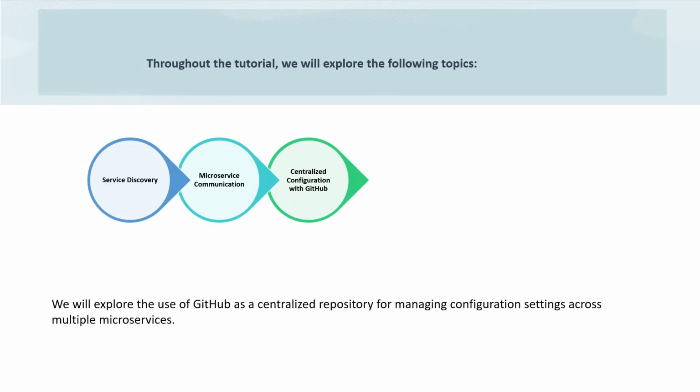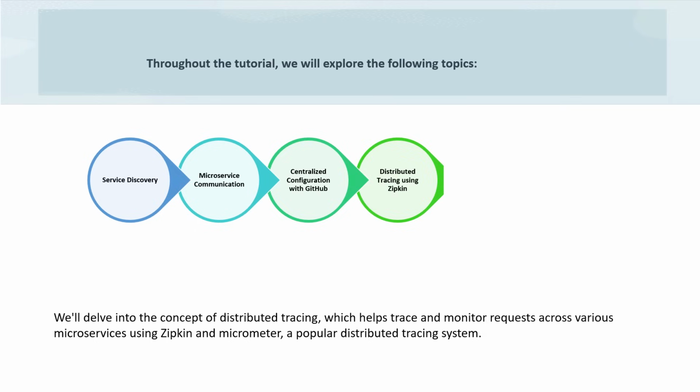Centralized configuration with GitHub. We will explore the use of GitHub as a centralized repository for managing configuration and settings across multiple microservices. Distributed tracing. We will delve into the concept of distributed tracing, which helps trace and monitor requests across various microservices using Zipkin and Micrometer, a popular distributed tracing system.